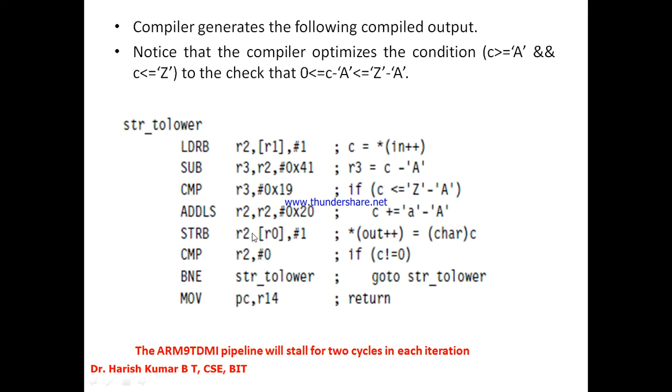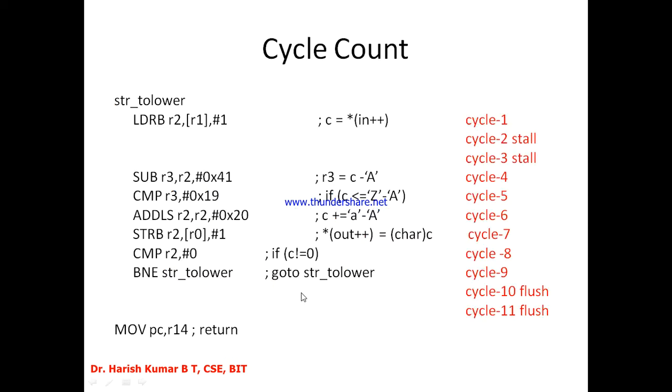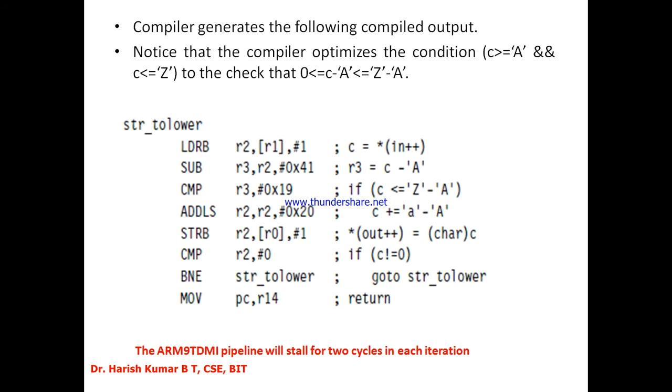Right? And then store it back to out. Out here is R0, and compare with 0. There's a null character in this string. So repeat this process. As long as R2 is not 0, repeat this process, and finally return. Now cycle count. Okay, this is the program, and the logic you can trace it later.